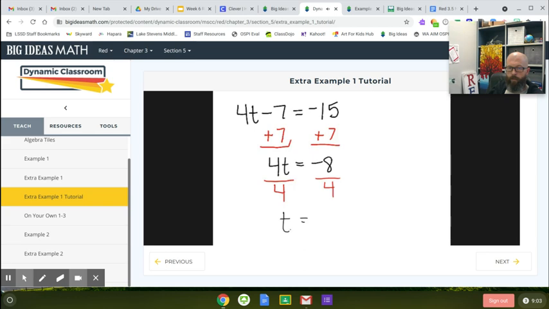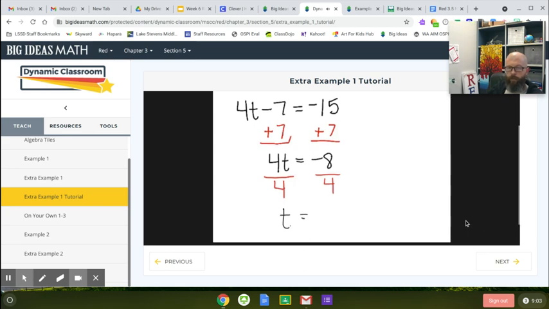To divide these two integers, first divide 8 by 4 to give you 2, and then look at the signs. 8 is negative and 4 is positive. Since the signs are different, the quotient is negative. So we have t is equal to negative 2. So when we solved 4 times t minus 7 is equal to negative 15, we found the solution to be t is equal to negative 2.